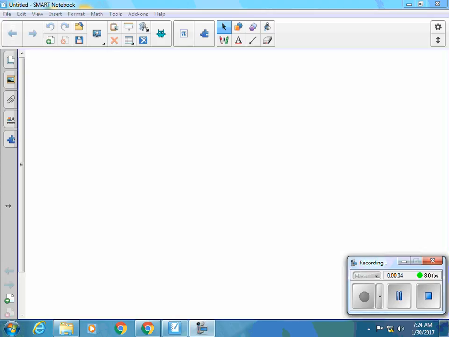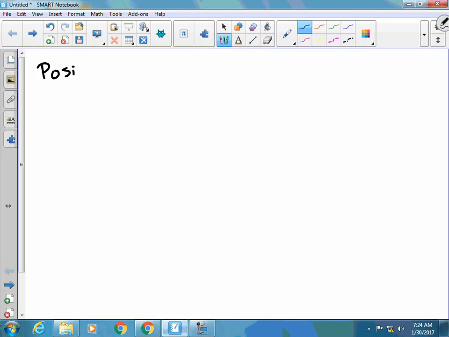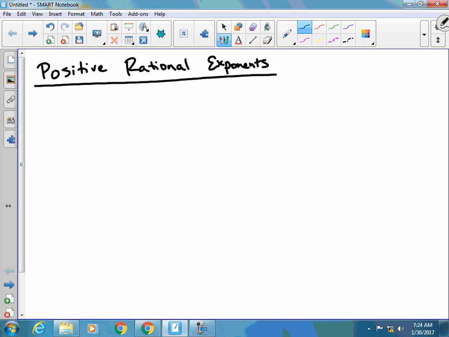When we were talking about nth roots, we were dealing with x to the power of 1 over n. But sometimes it's not always going to be 1 over n. It's going to be something in the form of m over n. And this is what we're going to talk about and what that means specifically with our exponent. This is what we call positive rational exponents. So like I said, this is in the form of x to the power of m over n.